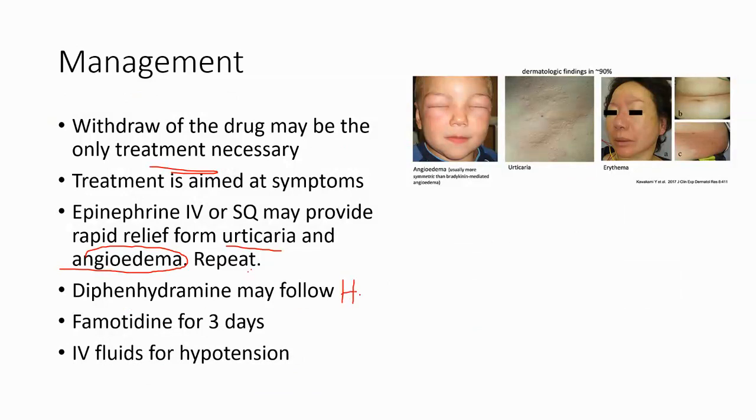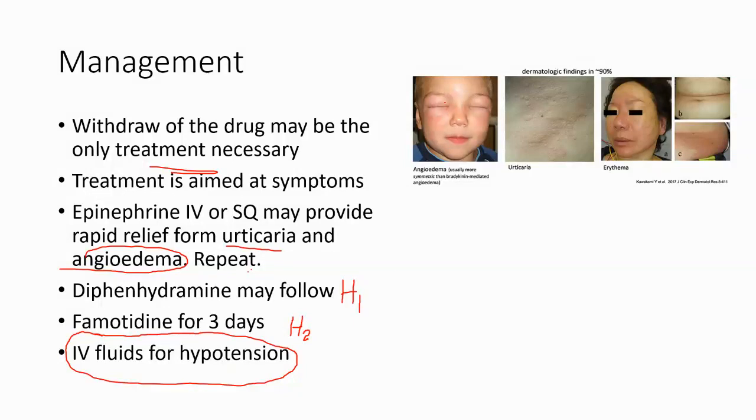Diphenhydramine is an antihistamine and it will block H1, histamine 1. Famotidine, which blocks H2, is an H2 antagonist that we typically take for GERD. It blocks the second histamine, which is in the belly. So both of these histamine blockers are also warranted for any type of allergic reaction. And of course, if they have any systemic symptoms, we're going to hydrate them with IV fluids to fill up their vessels if they have hypotension.